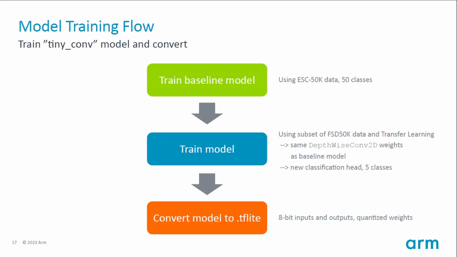And then for training the model, I decided to split it up into 2 phases. There's another data set called ESC-50, which has 50 audio classes. And I found that data set is more robust than what's in the FSD50K data set. So first I trained a model on that data set, and then I reused the weights from the depthwise convolutional 2D layer in that model with a new model with an output with just 5 classes. And then once that model is trained, I converted it to a TF Lite format with inputs and outputs and quantized weights.